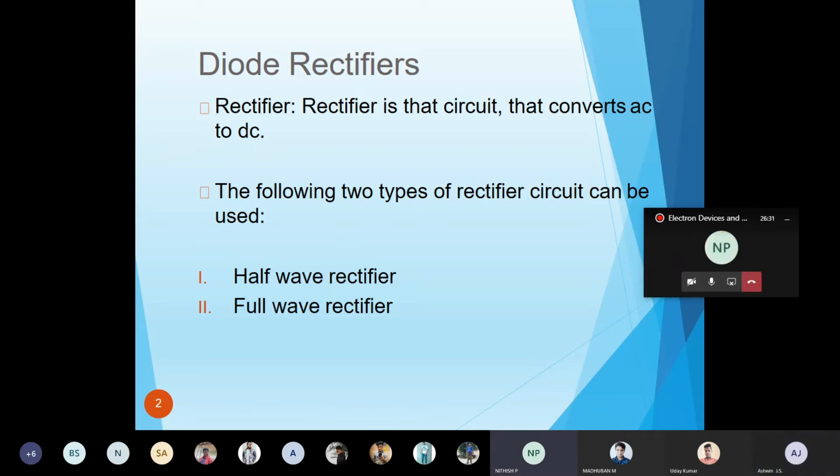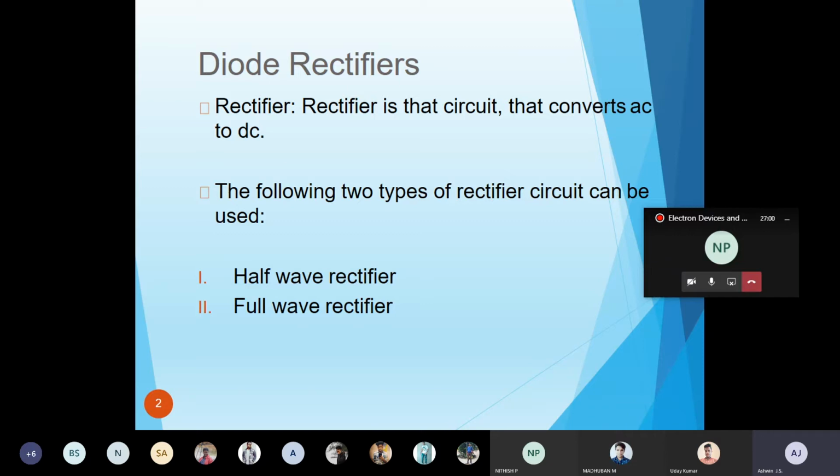In which the current flows to the load resistance in one direction. Actually, a rectifier is a circuit used to convert AC to pulsating DC. Pulsating DC is nothing but a waveform with only one polarity. DC means if it is 5, it will be a straight line. Positive stays positive, negative stays negative.